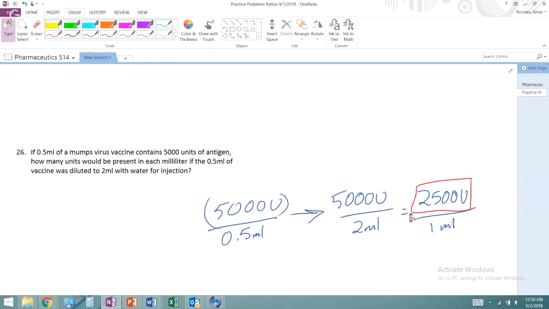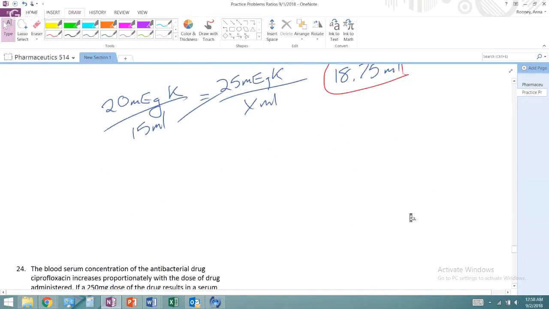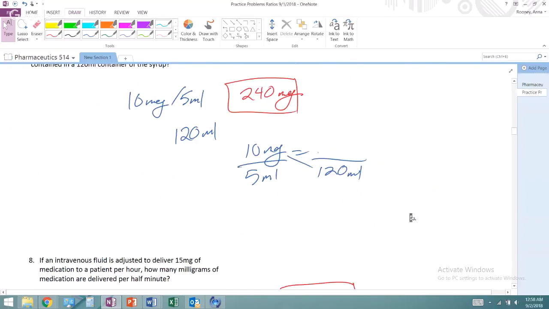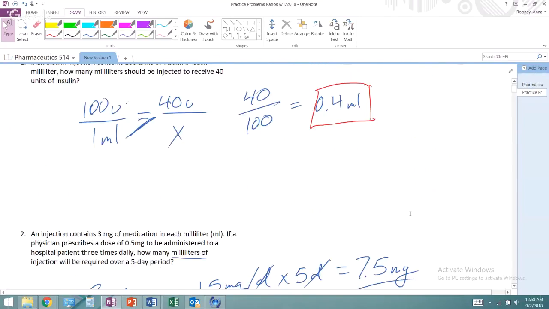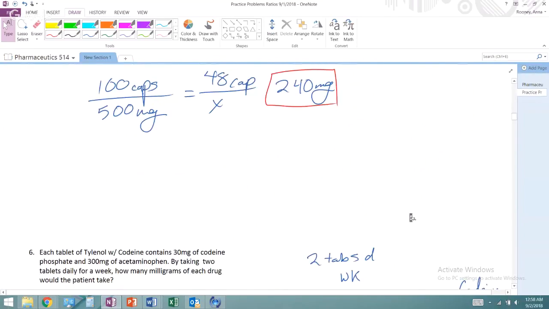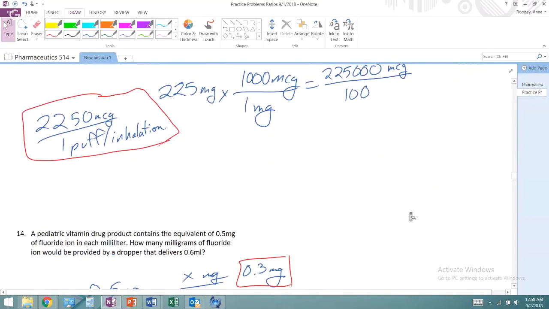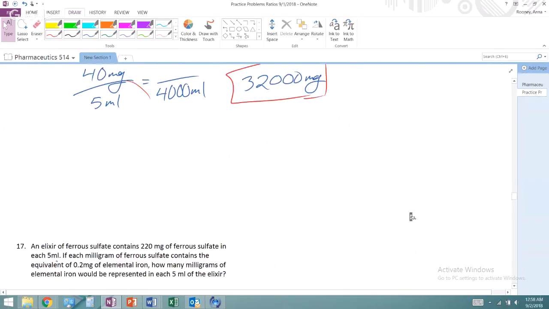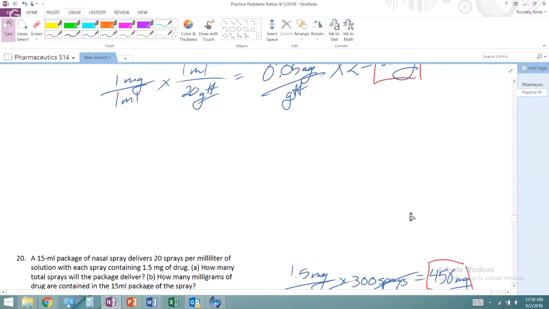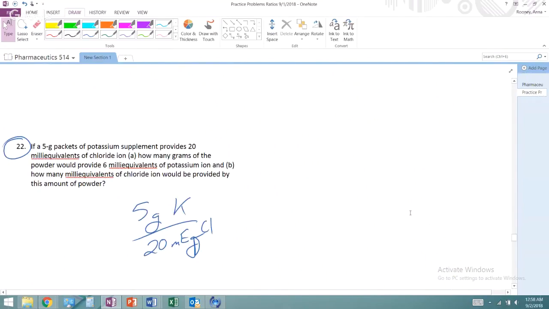But everything except for number 22 is done. So if you have any questions on simple ratios and stuff, I can do that. If it's milliequivalents, maybe not. Sorry. I'll get back to that in a bit.